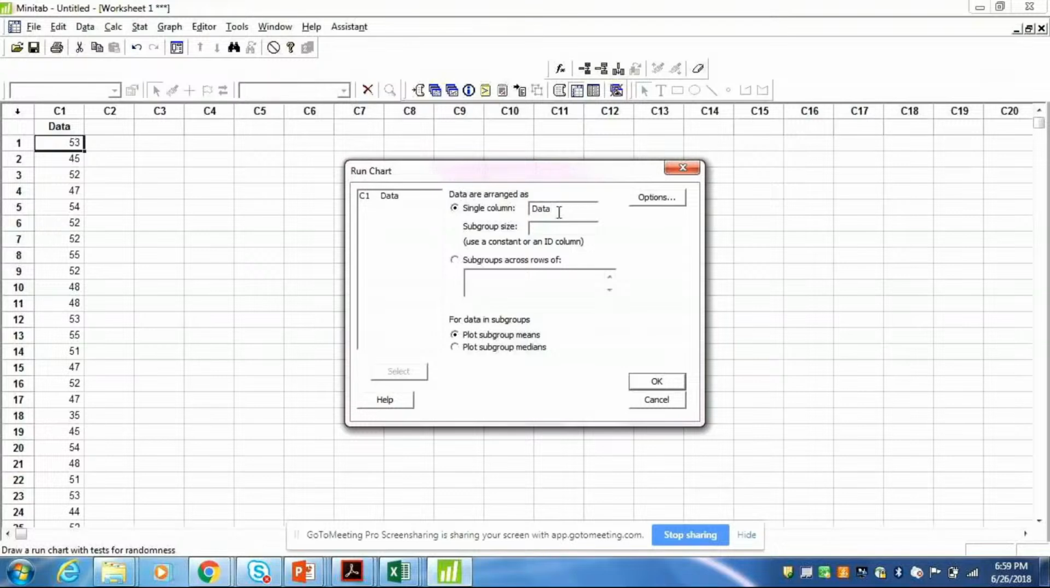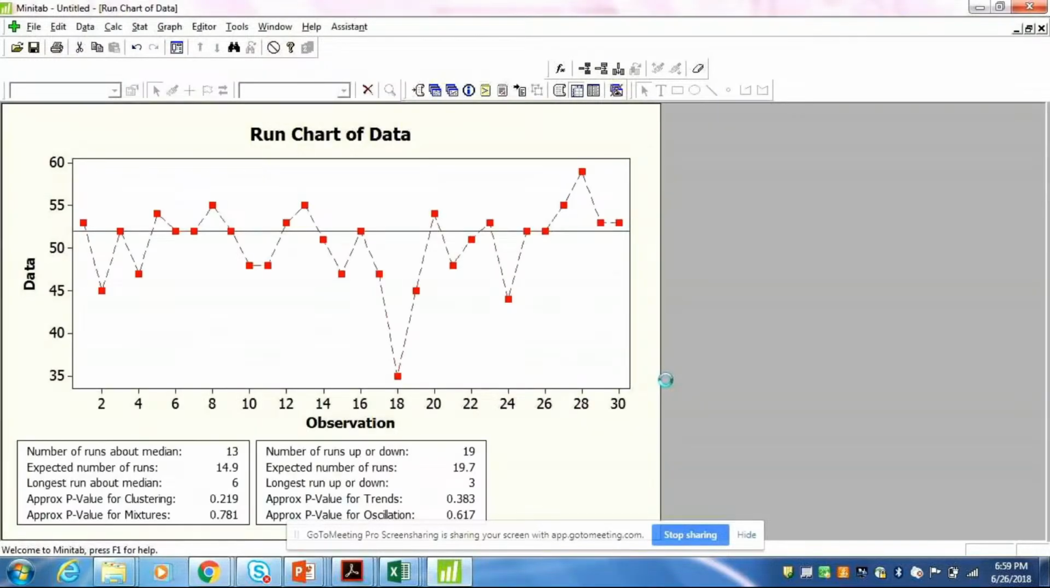In single column, just select the data. Subgroup size is equal to 1, because there's only one subgroup that we are talking about, and click OK. It'll plot. Are you getting the same chart, something like this? Exactly. Okay. So if you go down here, you would realize there are a lot of values given. What we are interested in is the p-value for clustering, trend, oscillation, and mixture.